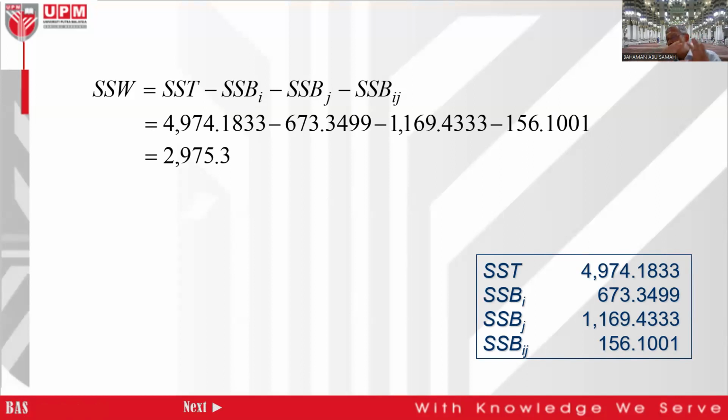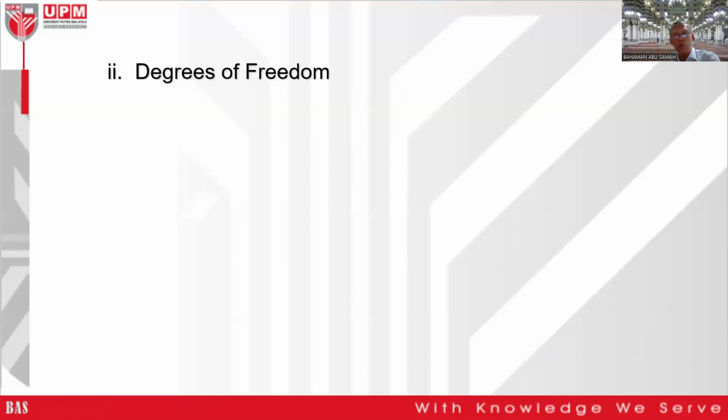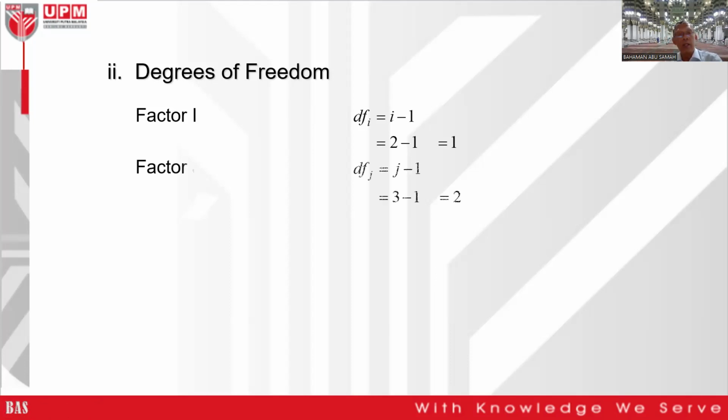Okay. Once we have calculated the 5 sum squares, you don't have to show how to calculate the degrees of freedom. We can straight away proceed. But if you want to show, then for factor 1 it will be I minus 1. So for factor 1, which is gender, we have 2 categories, so 2 minus 1 will be 1. For factor 2, which is leadership style, J minus 1. We have 3 categories, so 3 minus 1 will be 2.